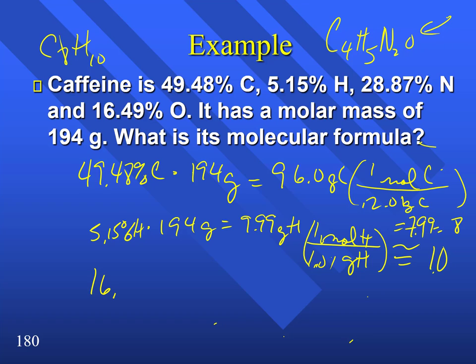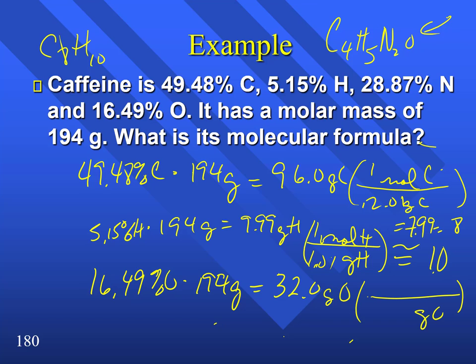16.49% O times 194 grams. And I get 32.0 grams of O. Grams of O to moles of O, 1 mole is 16.00 grams. I don't need a calculator. That's 2 O. 2 for O, right? Not 22 O. 2.